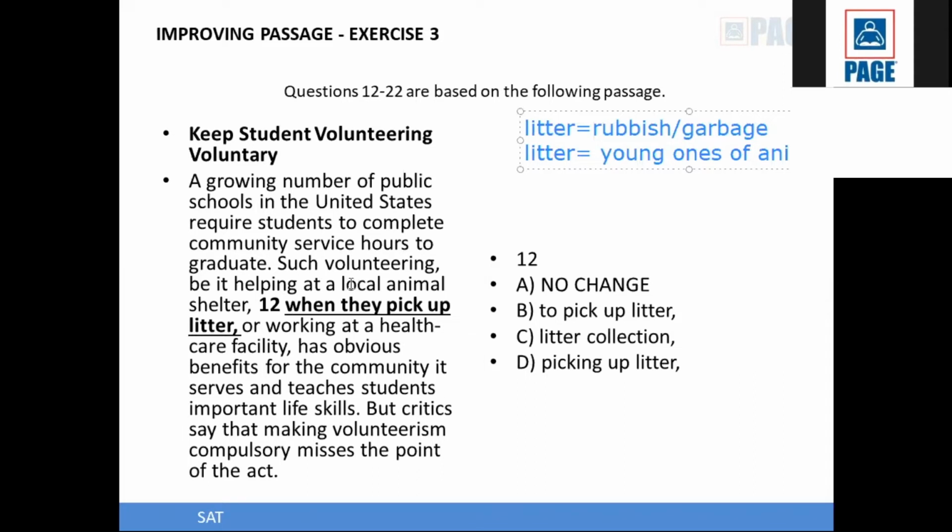Such volunteering, be it helping at a local animal shelter, when they pick up, why again when they pick up? So you can say picking up litter or working. This is called parallelism. After or we have got working. Before and, after and should be the same; before or, after or should be the same. After or we have working, so there must be an ing form, and only picking has the ing form, so the answer should be D.